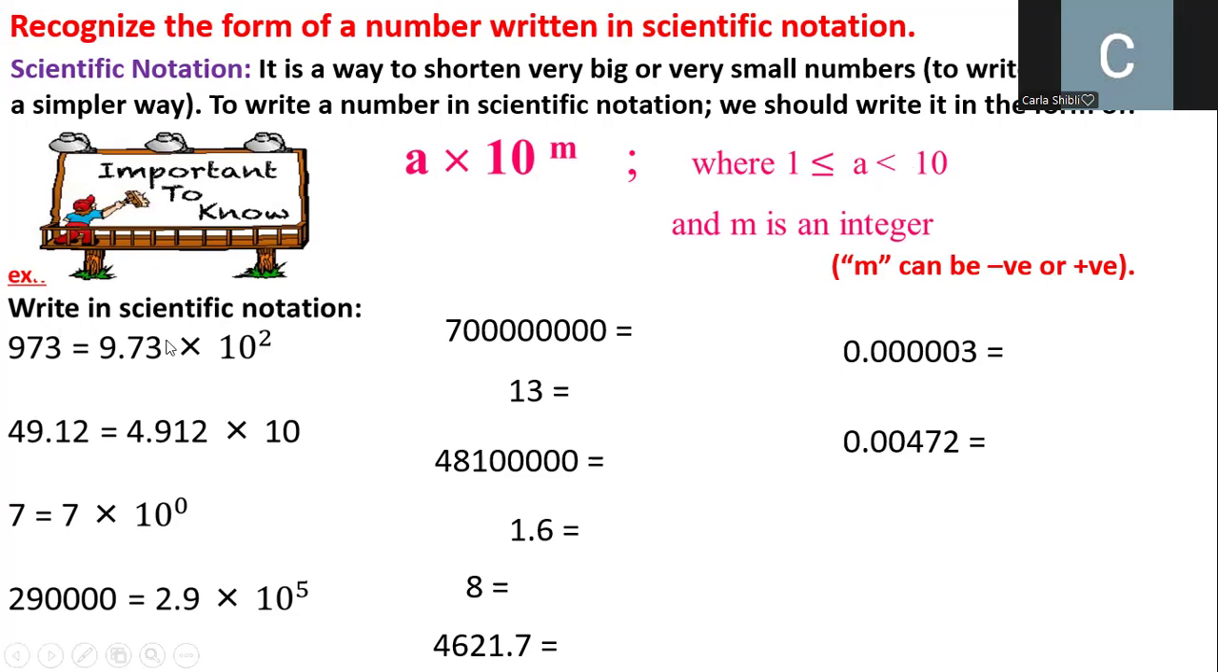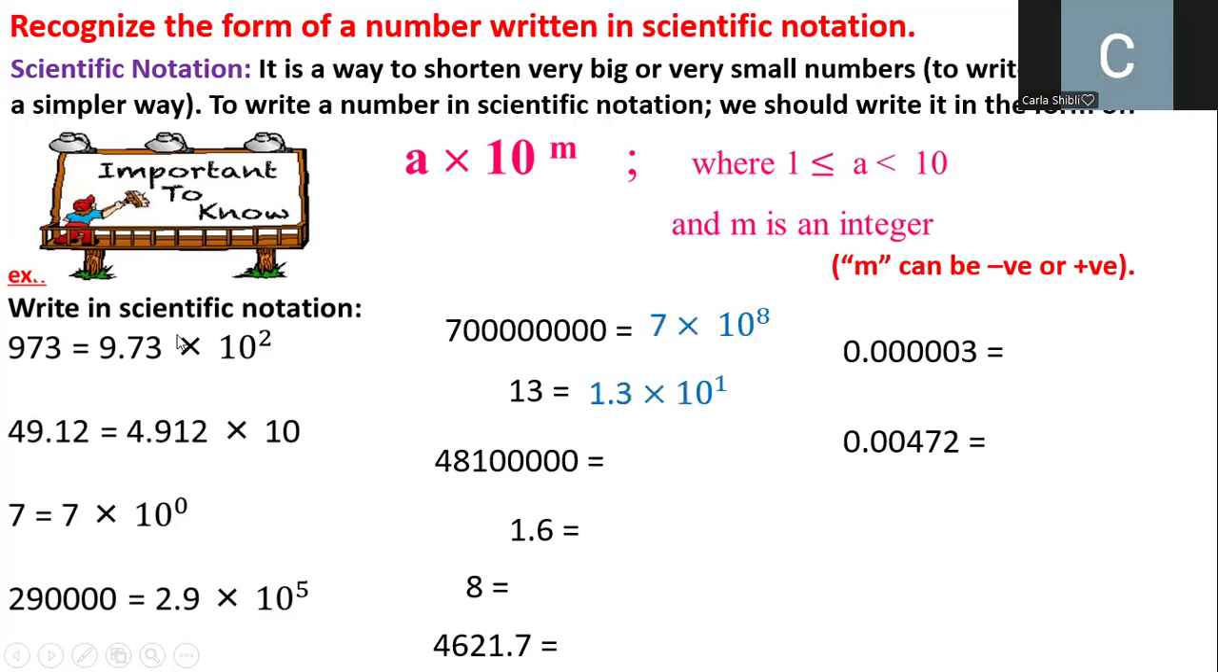For example, write these numbers in scientific notation. I have 973. The first question you should ask yourself whenever you are writing in scientific notation is: is this number 973 a number between 1 and 10? No, it's more than 10. I should make it a number between 1 and 10. How do I make it? I should put a point in this number to become between 1 and 10. Where should I put my point? My point should be written between the 9 and 7. So 9.73, now it's a number between 1 and 10, times 10 to the power, how much?